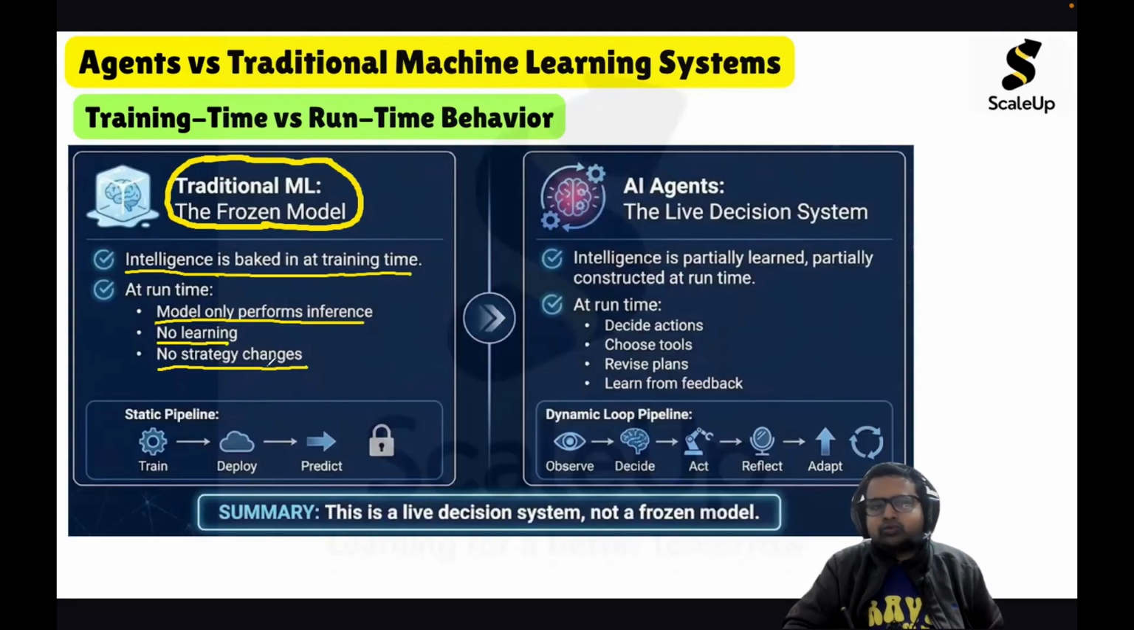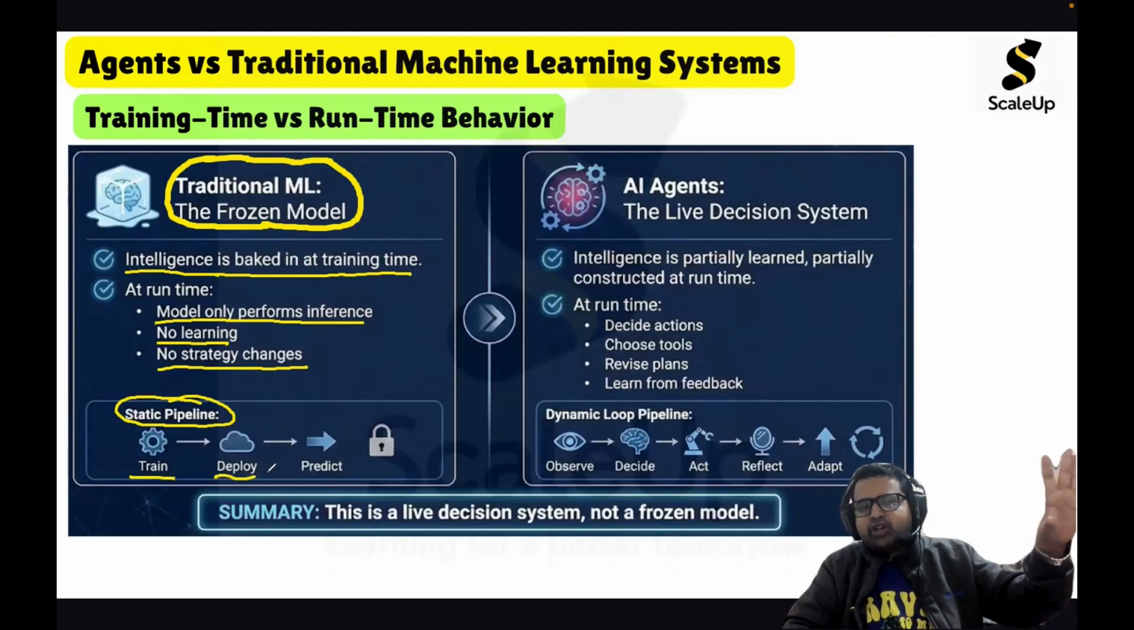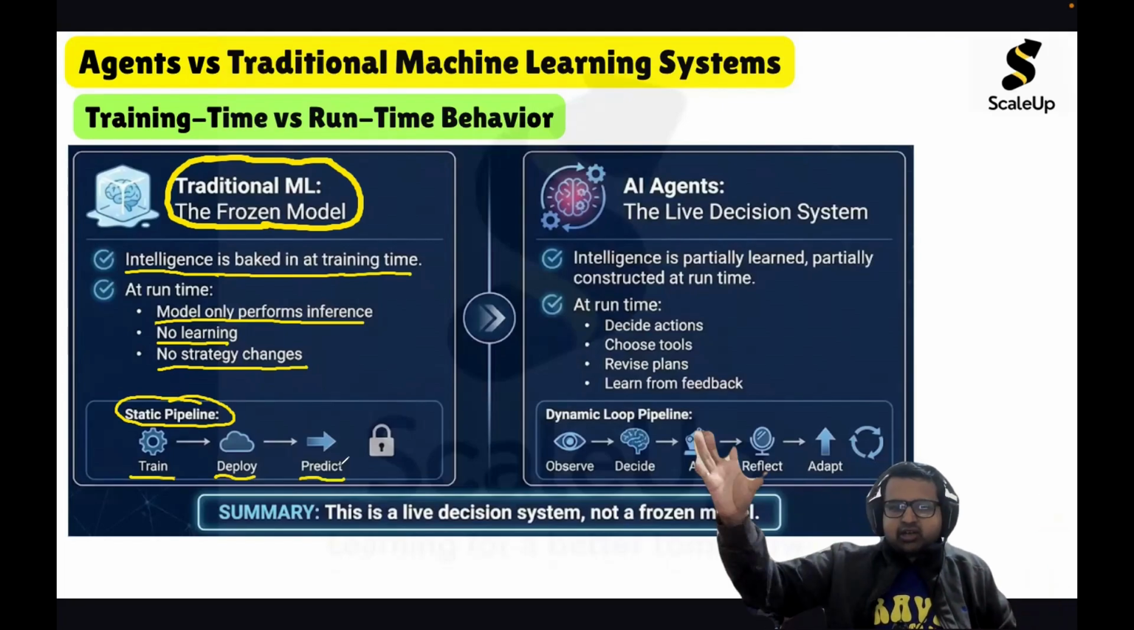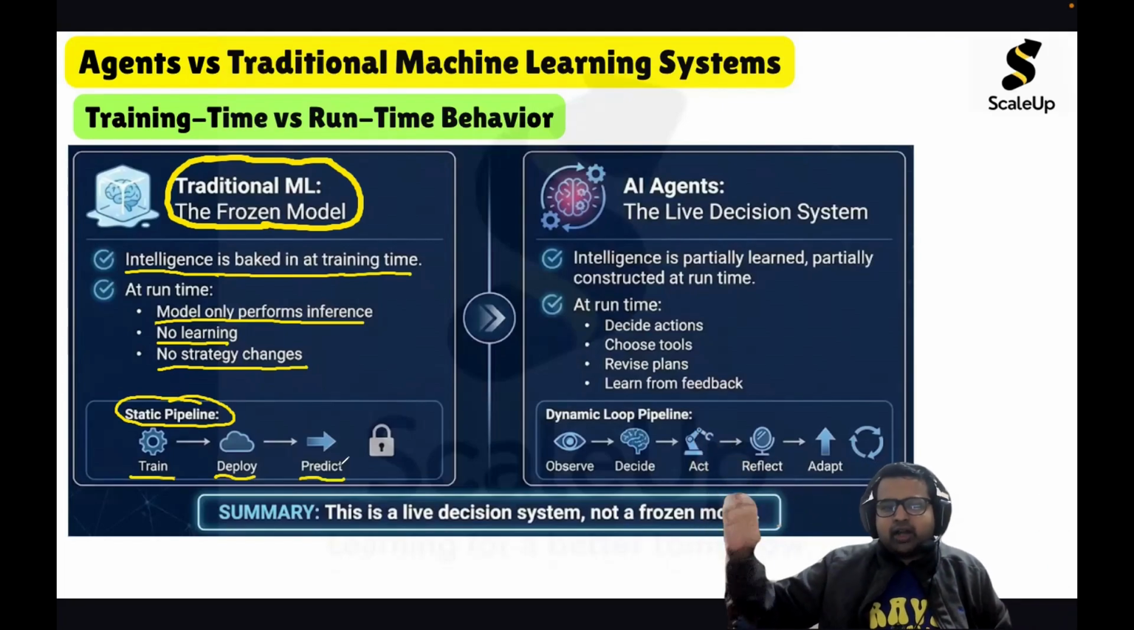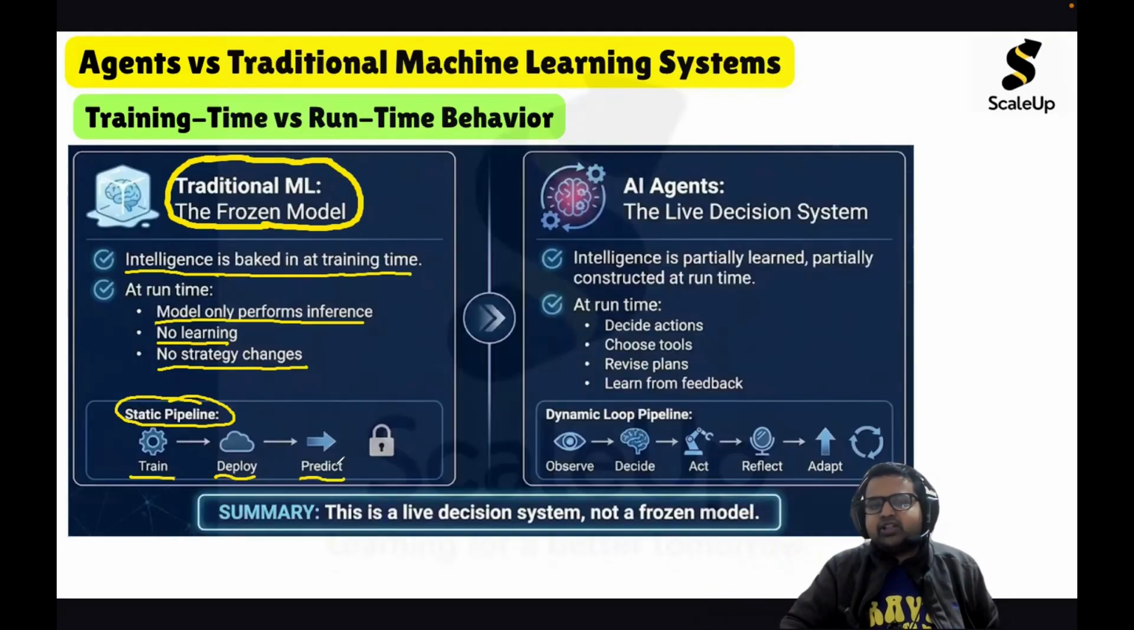All that it cannot do. So we say that traditional machine learning systems are a static pipeline wherein we train the model. We bake the intelligence and then we deploy the model. Once the model is in production, it will just do the prediction. In production, the model cannot learn, it cannot adapt, and it cannot act. It will just do the prediction, and hence we call them static pipelines.